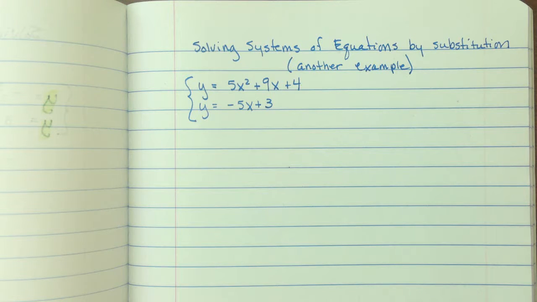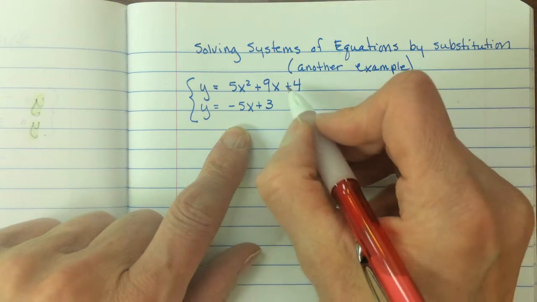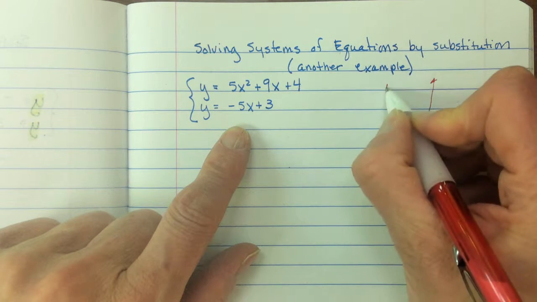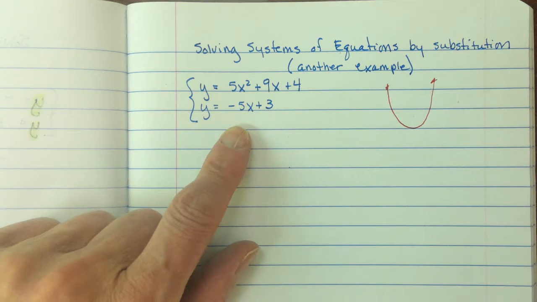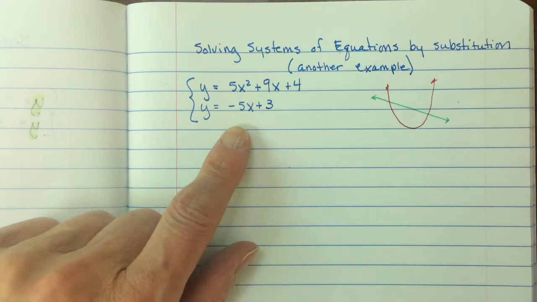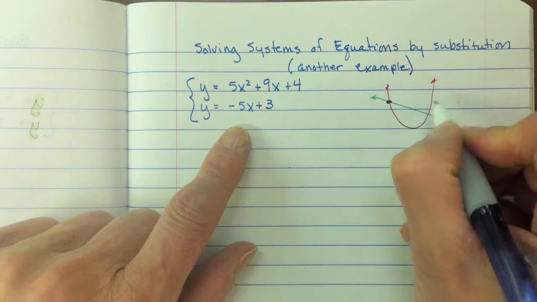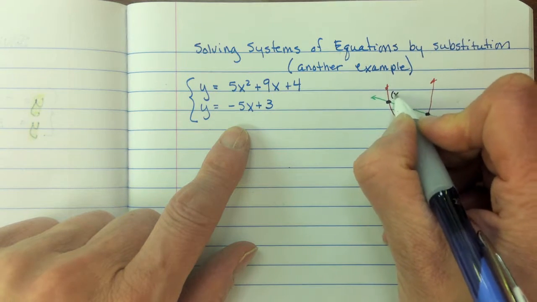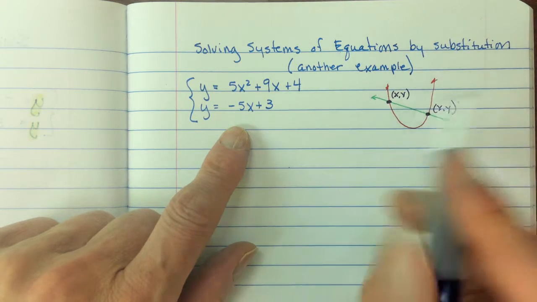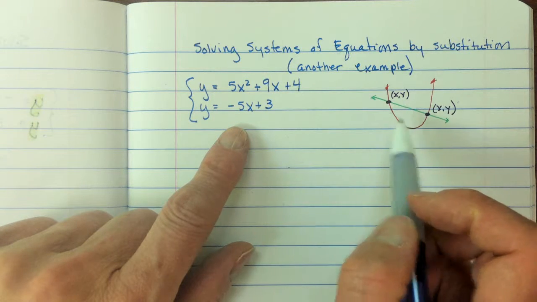Here we have another system of equations, and again we have a quadratic and a linear. So when I graph these two, my quadratic is going to go something like this, and my linear is going to look something like this. What I'm looking for is the intersection of these two points. So that means I'm looking for an xy value. x is my input, so if I can solve for x, then I can find my y.